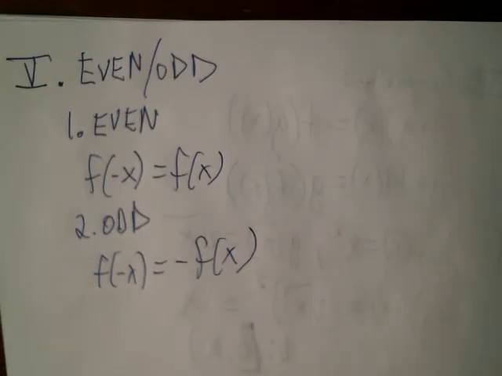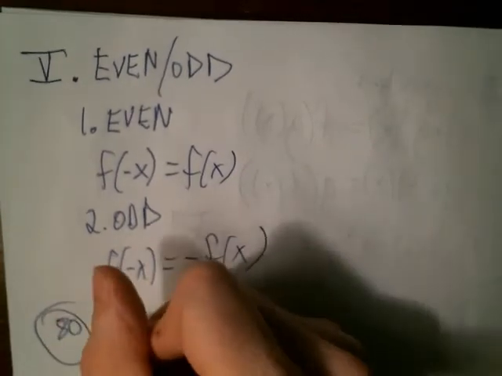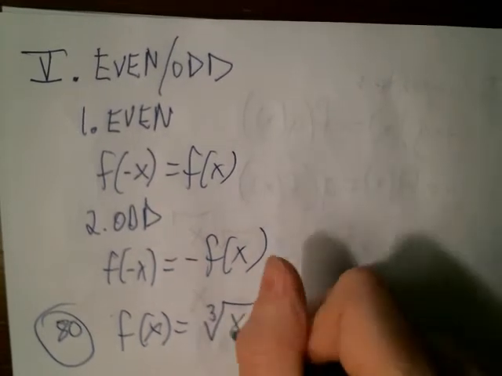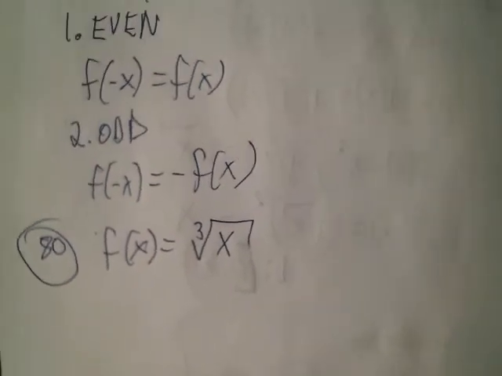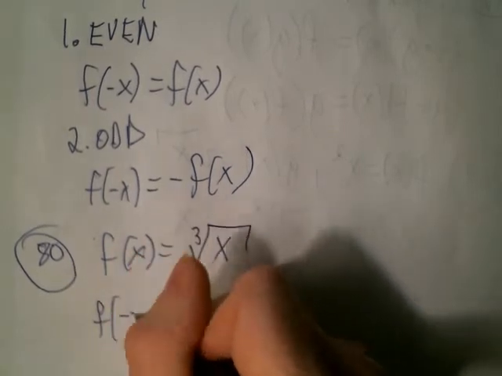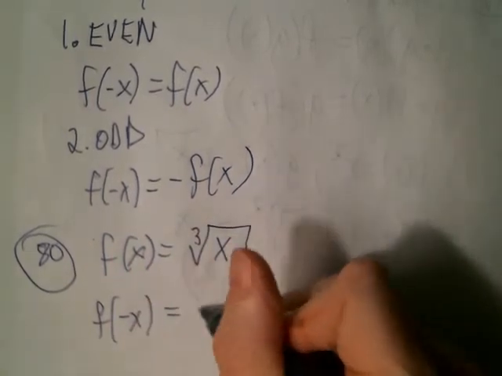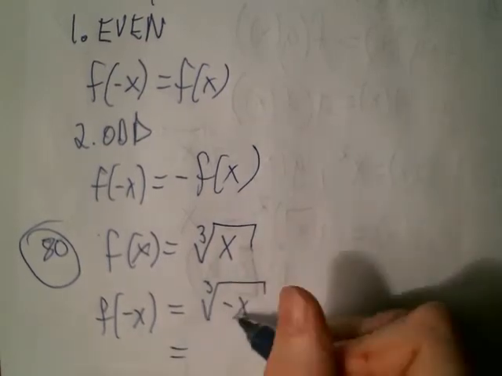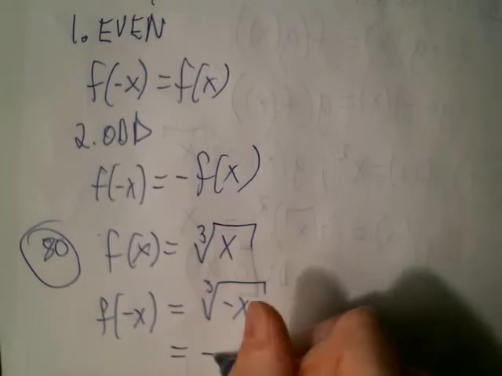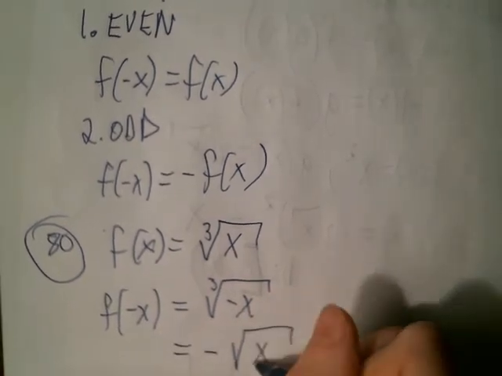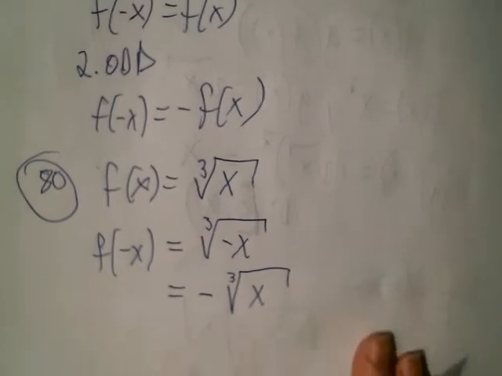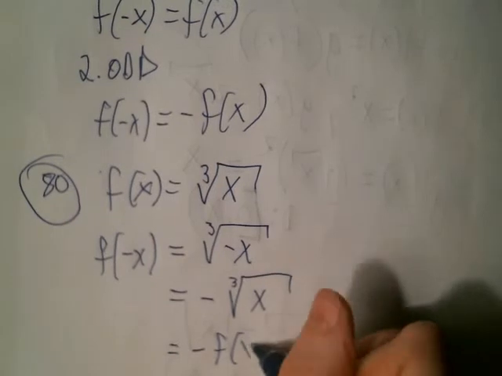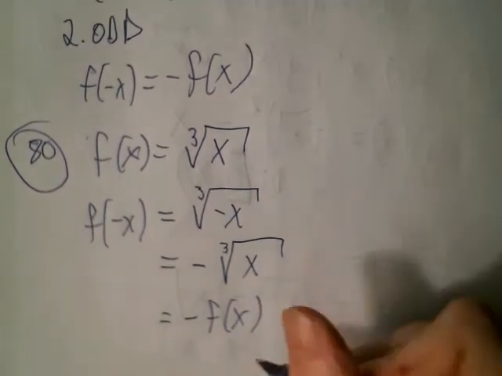So for example, number 80, we have f of x equaling the cube root of x. We want to know if that's even or odd. So if you put in a negative x, replace x with negative x, you get cube root of negative x. Okay? And then you could pull the negative out of the cube root. And of course, this is just the negative of the original function. So this is negative f of x. And therefore, it has odd symmetry.